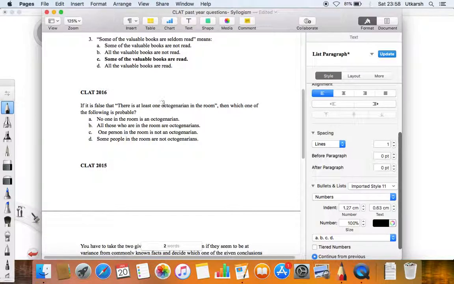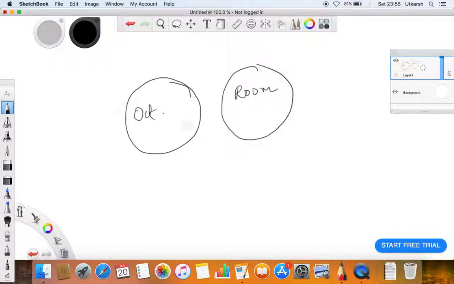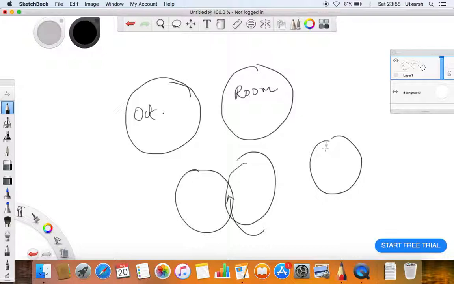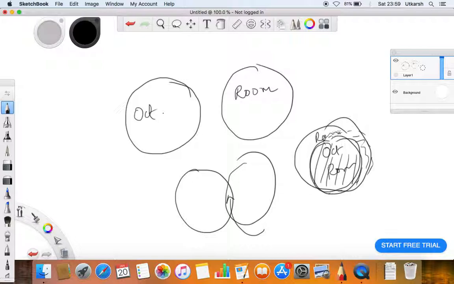If it is false that there is at least one octogenarian in the room, then which one of the following is probable? So if it were true, then we would have to draw plates like this, right? And this will be the at least one octogenarian in the room. And if all octogenarians are in the room, then both will have the same circle. The room may still be bigger than the octogenarian, so this will be the room, this will be the octogenarian, in case the room is bigger and has people other than the octogenarian.